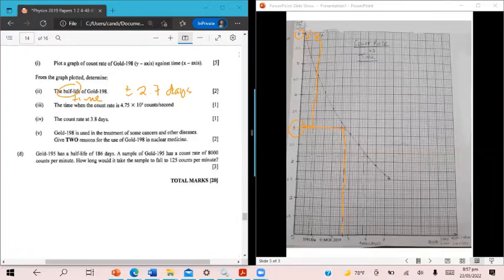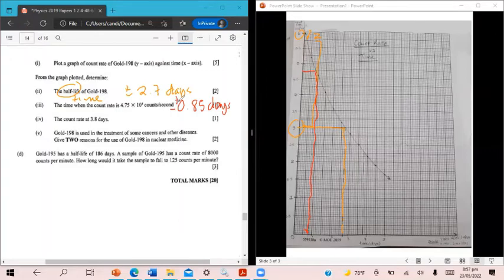Let's use a different color. So that's 4.5. Halfway between that is 4.75. Go over to the graph, and then we're going to come down. You can kind of see my line right there, but that's the point we want to read. And you should get about 0.85 days, plus or minus.